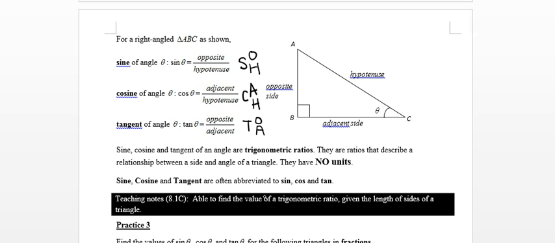Together, we form TOA, CA, SO, which in Hokkien means TOA, the big, CA, foot, SO, lady. So it's the big foot lady.